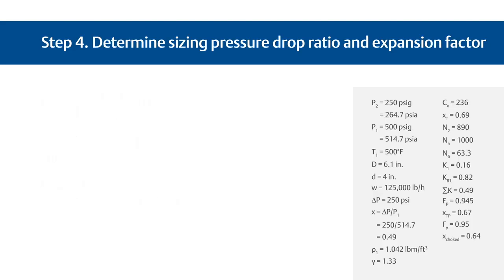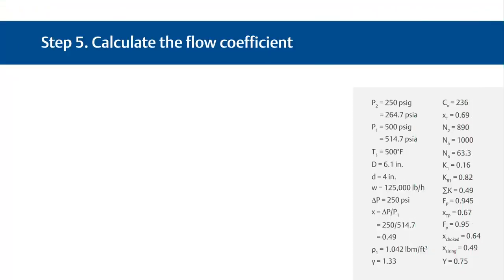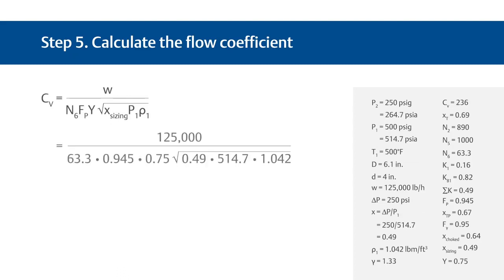The choked flow pressure drop ratio is greater than the actual pressure drop ratio, so X sub sizing equals X, which equals 0.49. Then plug in the variables to find the expansion factor, Y, for a result of 0.75. Finally, for step 5, calculate the required flow coefficient, or CV. Use the standard equation for CV and apply the variables for a value of 173.